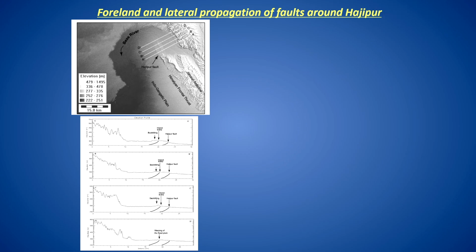And as I told, we also extracted the topographic profiles, which clearly suggested that as you move from A to A dash, the profile over here starting from the Siwaliks right up to the Indo-Gangetic plane, crossing this structure, what we found was that as we move along the strike, the elevation of the scarp reduces. So it becomes almost flat in this area.